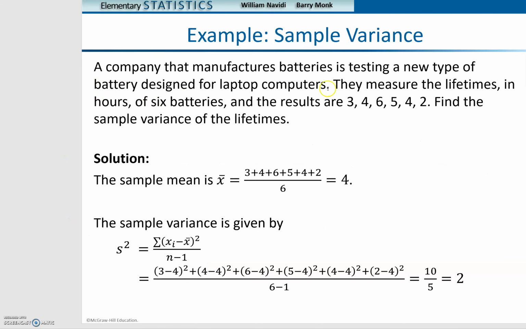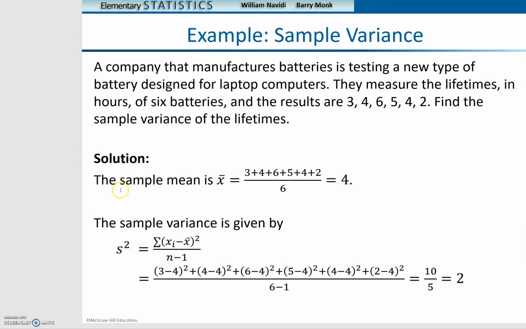So here's an example of a sample variance. A company that manufactures batteries is testing a new type of battery designed for laptop computers. They measure the lifetimes in hours of 6 batteries, and the results are as follows. So 3 hours, 4 hours, 6 hours, 5 hours, 4 hours, 2 hours. Find the sample variance of the lifetimes.